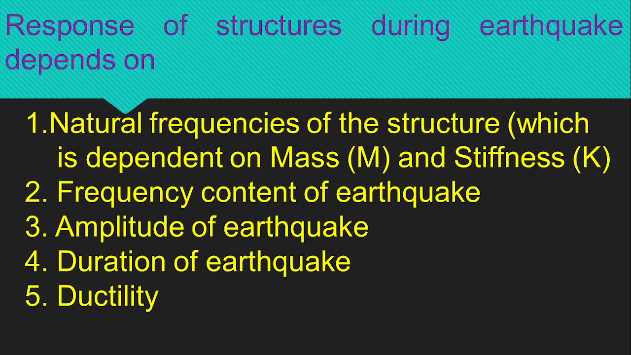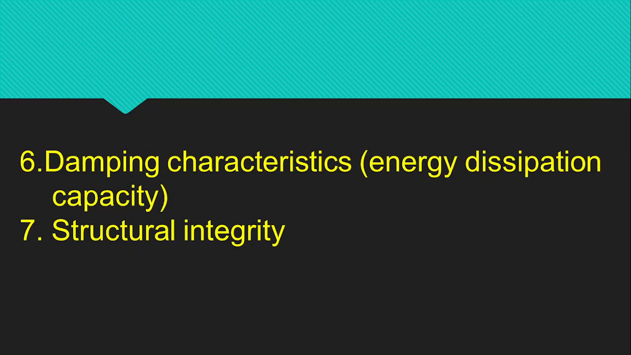Now, on which factors does the response of the structure during earthquake depend? Number one, the natural frequency of the structure, which is dependent on the mass of the structure and the stiffness of the structure. Second is the frequency content of the earthquake. Third is the amplitude of the earthquake. Fourth is the duration of the earthquake. Fifth is the ductility. Sixth is damping characteristic, that is energy dissipation capacity. Seventh is the structural integrity.